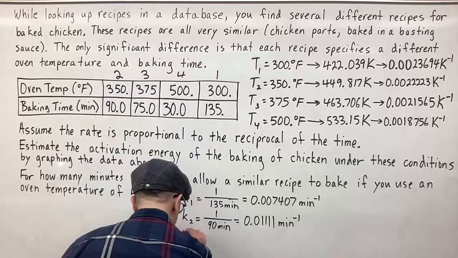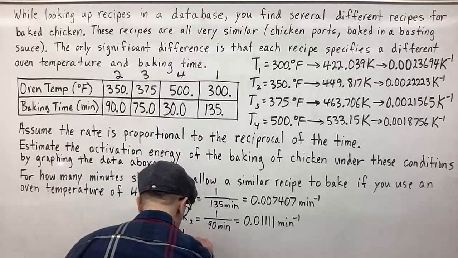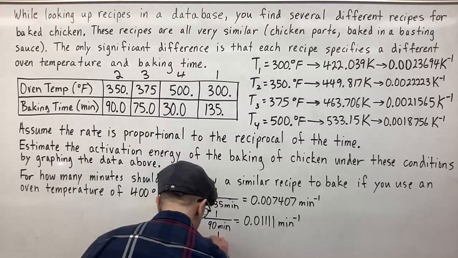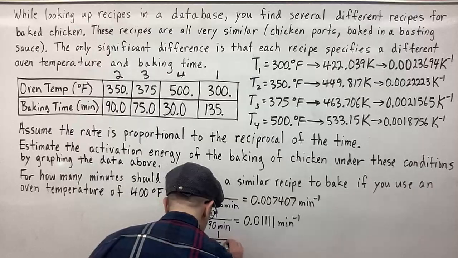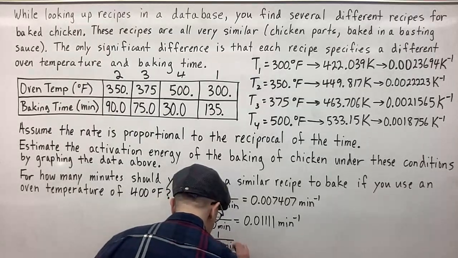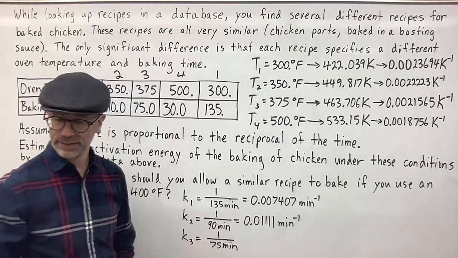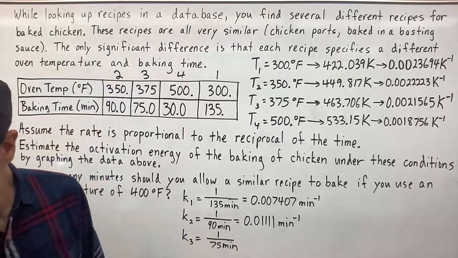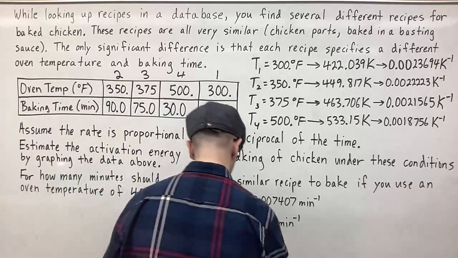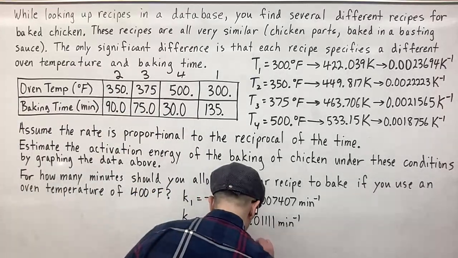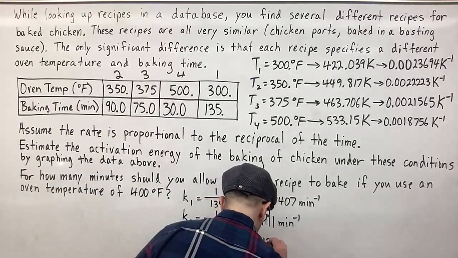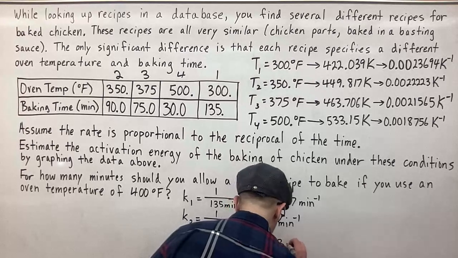So K3 is equal to 1 over 75 minutes. Divide that, and we get 0.01333 per minute.